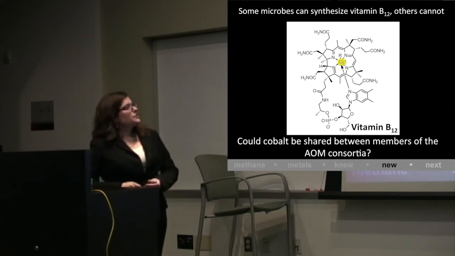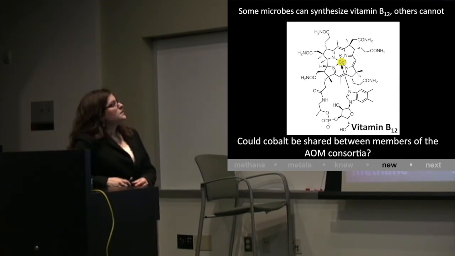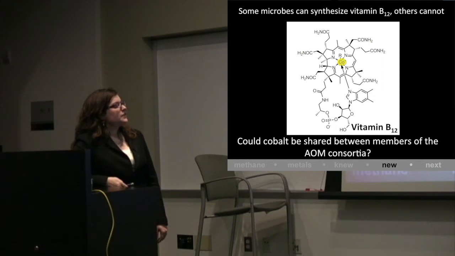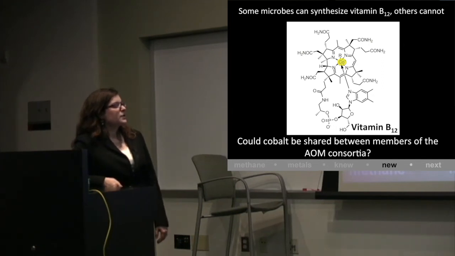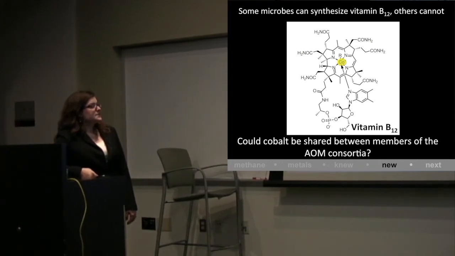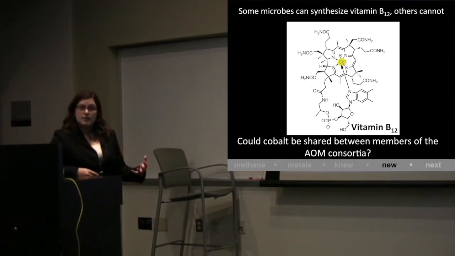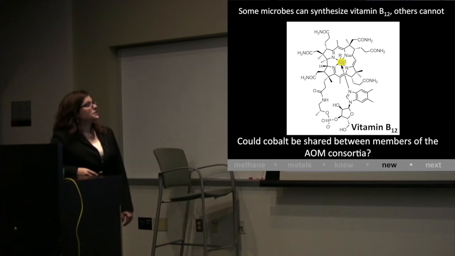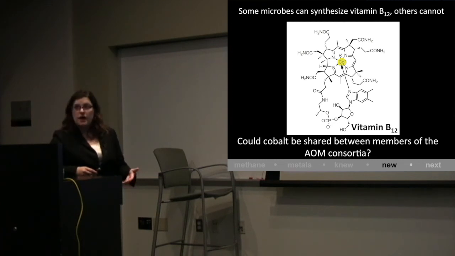So then we looked further into the cobalt utilization by delving into vitamin B12 pathways. So vitamin B12 is the most common cobalt cofactor in biology, and some microbes can synthesize vitamin B12 while others cannot.